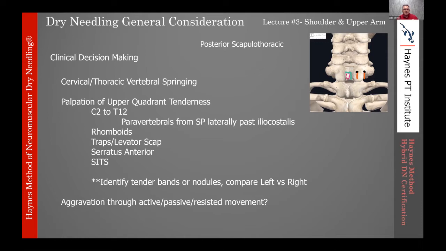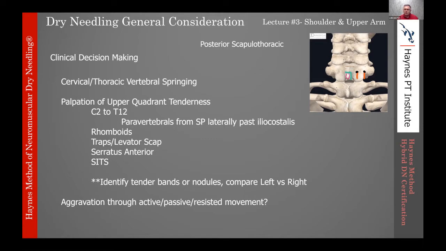We want to look at C2 to T12, those paravertebrals from the spinous process laterally past the iliocostalis. So catch all of that musculature in there. You're going to check for any tender bands or nodules, and we want to look at left versus right. We need to do the same thing with the rhomboids, with the upper traps, upper and middle, and some of the lower traps, and then the levator scap as well. Do we have some significant tenderness or movement dysfunction there?